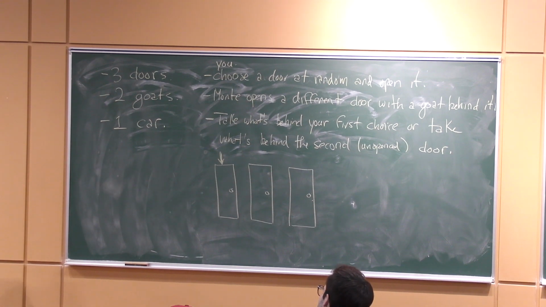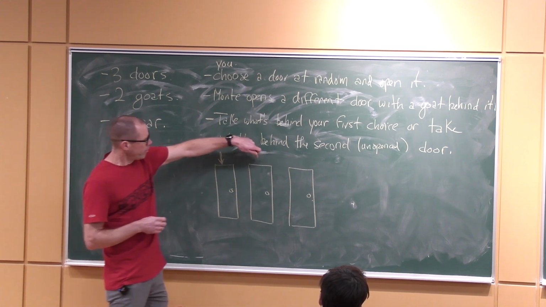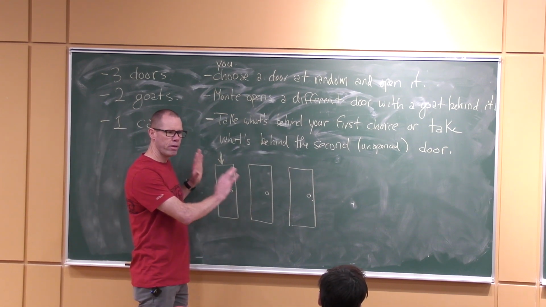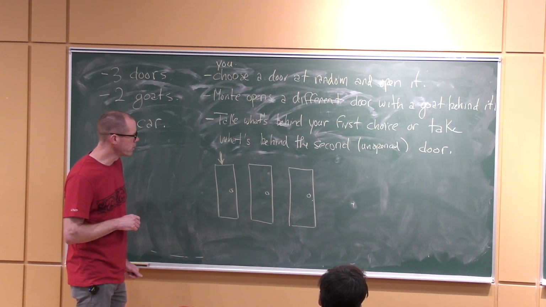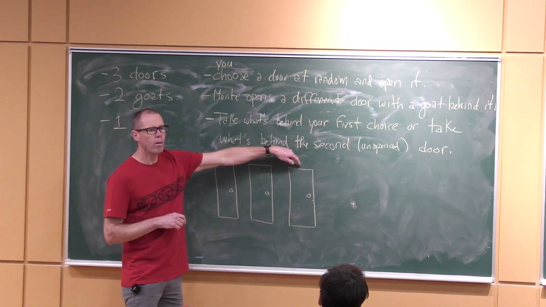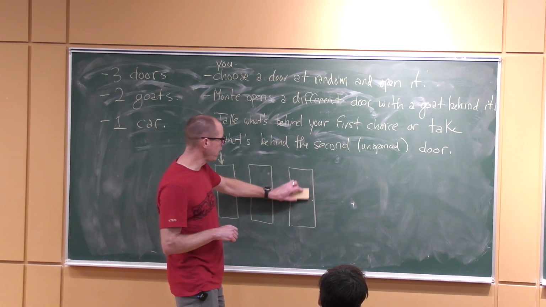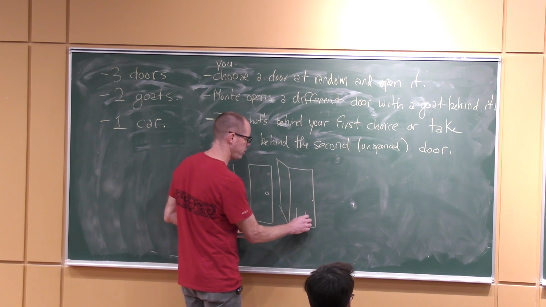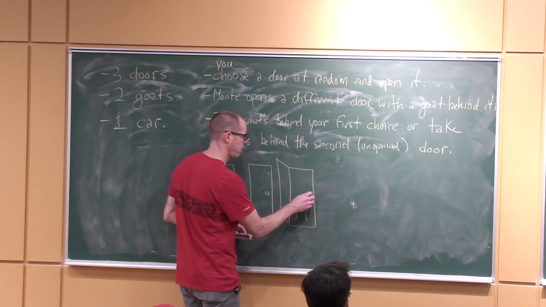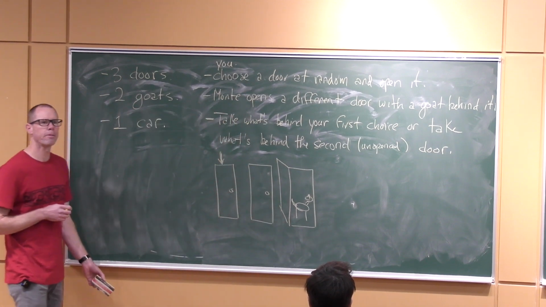Now the host of the show, Monty Hall, he knows what's behind everything. He knows what's going on here. He knows where the car is and where the goats are. He opens one of these 2 doors, and when he opens it, what you see back here is a goat. He always opens a door with a goat behind it.